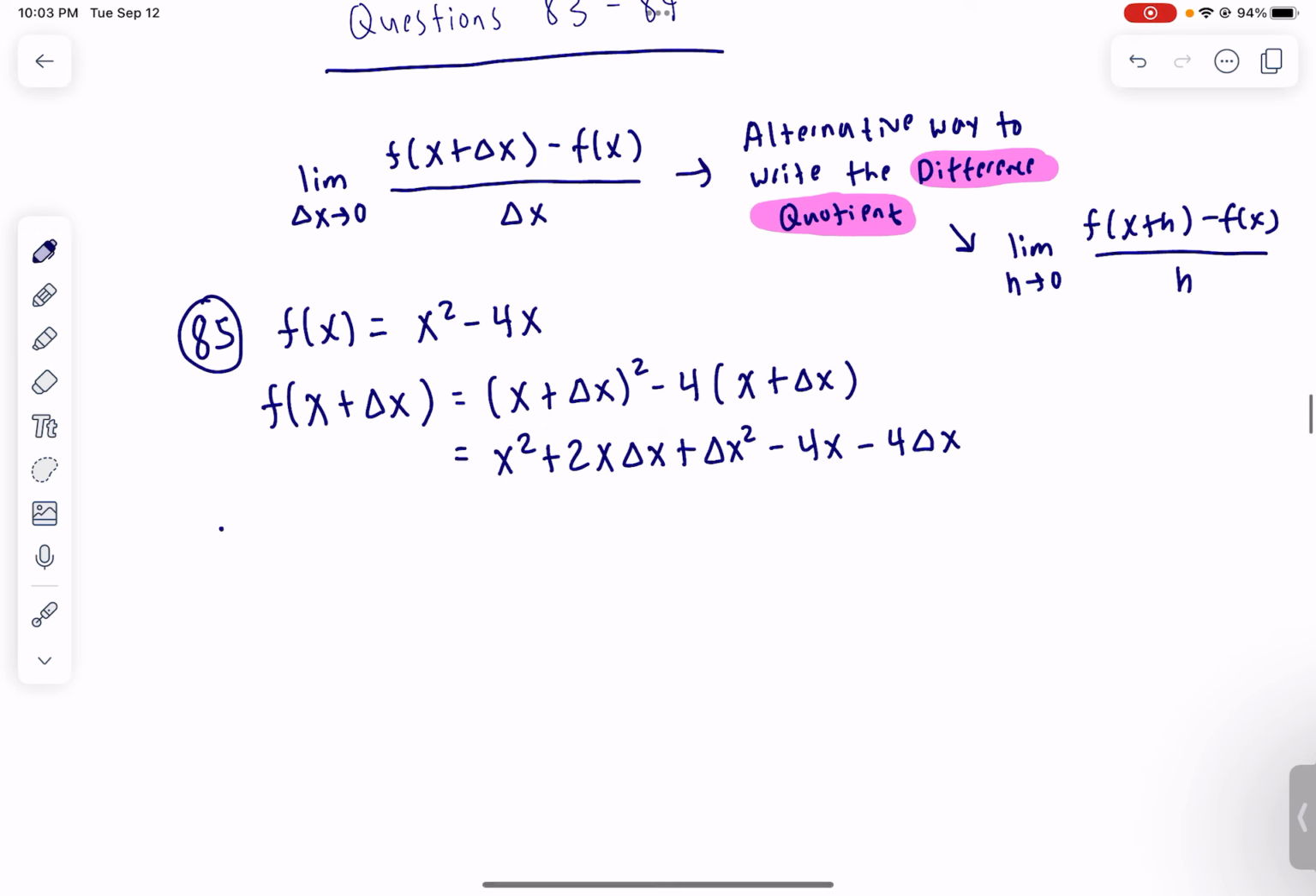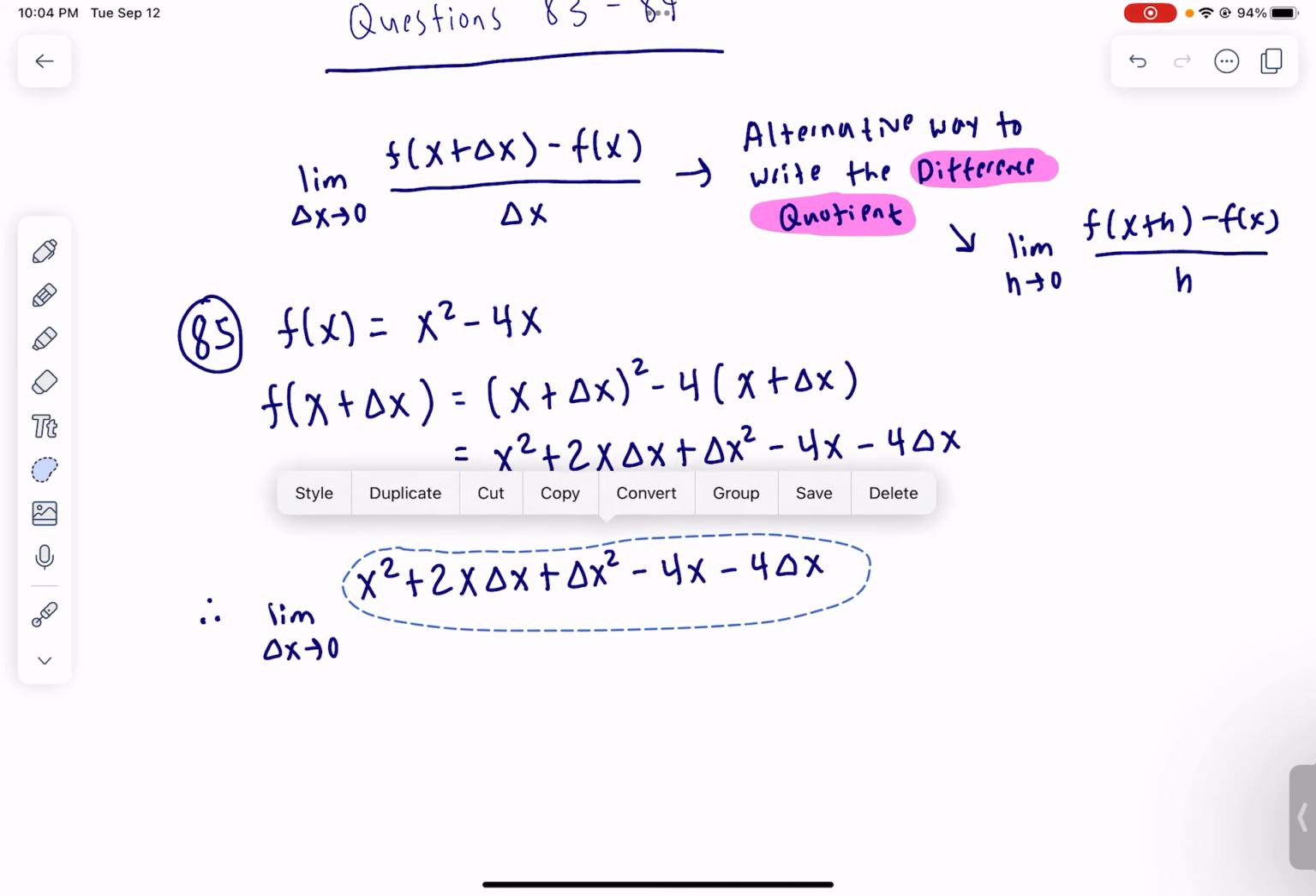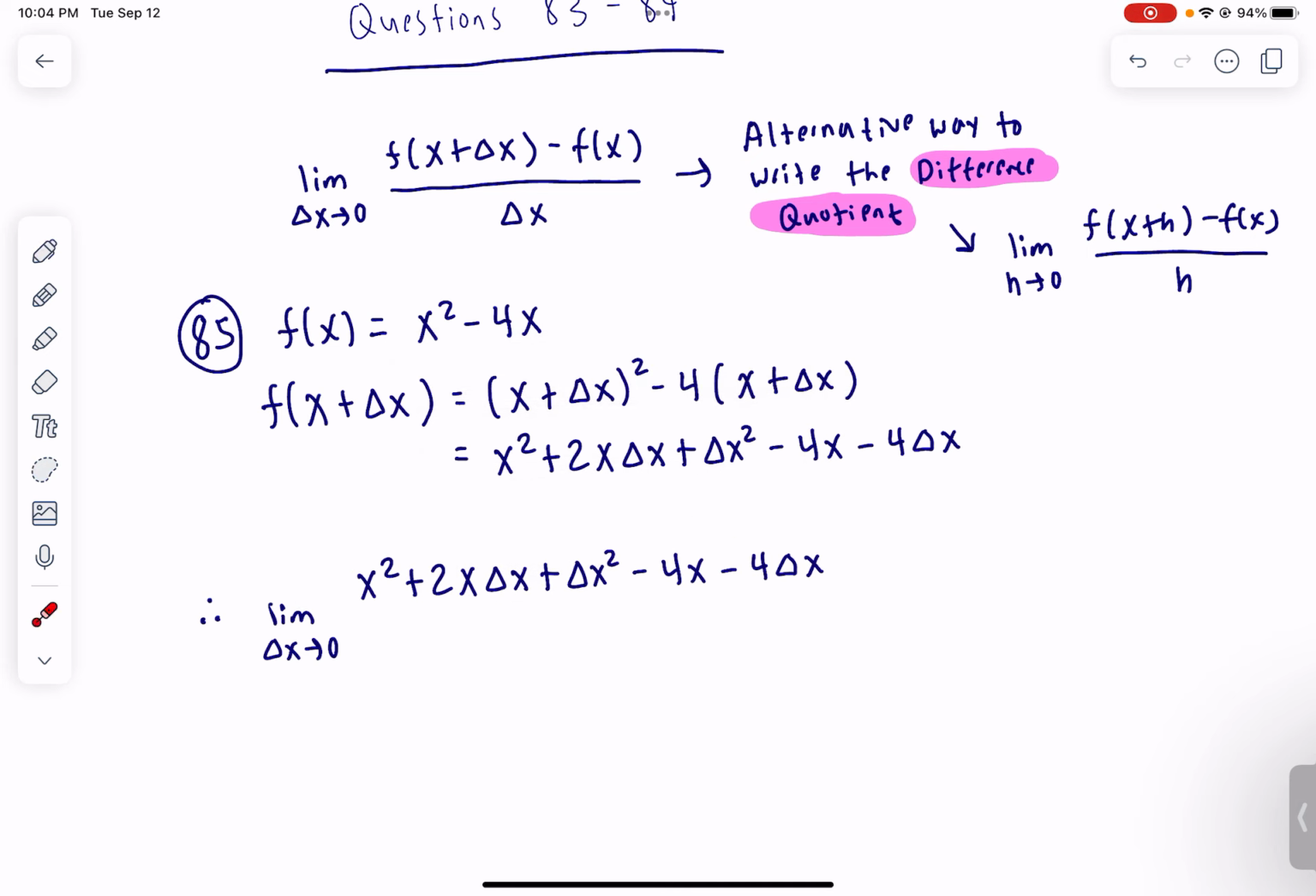So therefore, the limit as delta x approaches 0 is equal to, I'm going to just copy this over here, equal to that, which is once again representing f of x plus delta x minus f of x. Our f of x is x squared minus 4x. So let's plug that in, all over delta x.